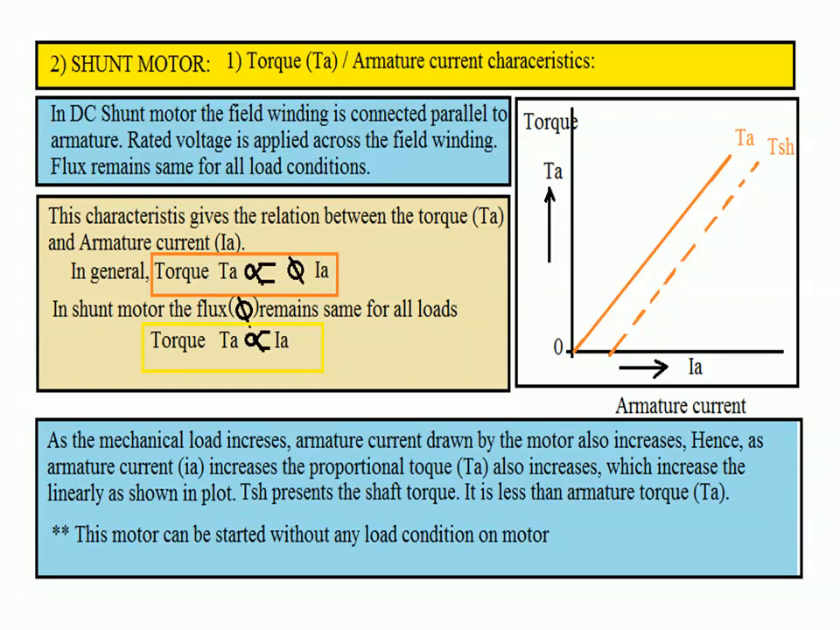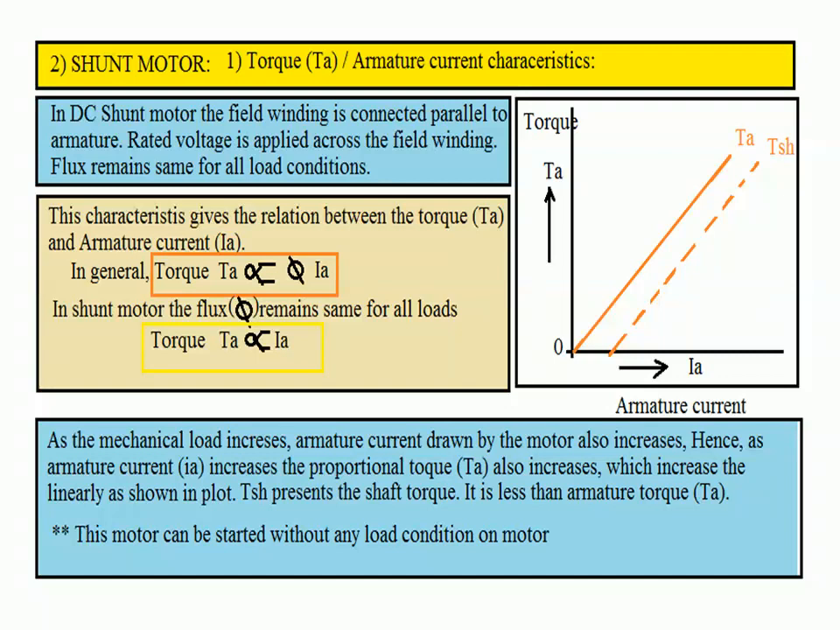Number two, DC shunt motor. In a DC shunt motor, the field winding is connected across the armature. Hence, the rated voltage is applied across the field winding. Here the applied voltage remains constant. Similarly, flux also remains constant for all loads.